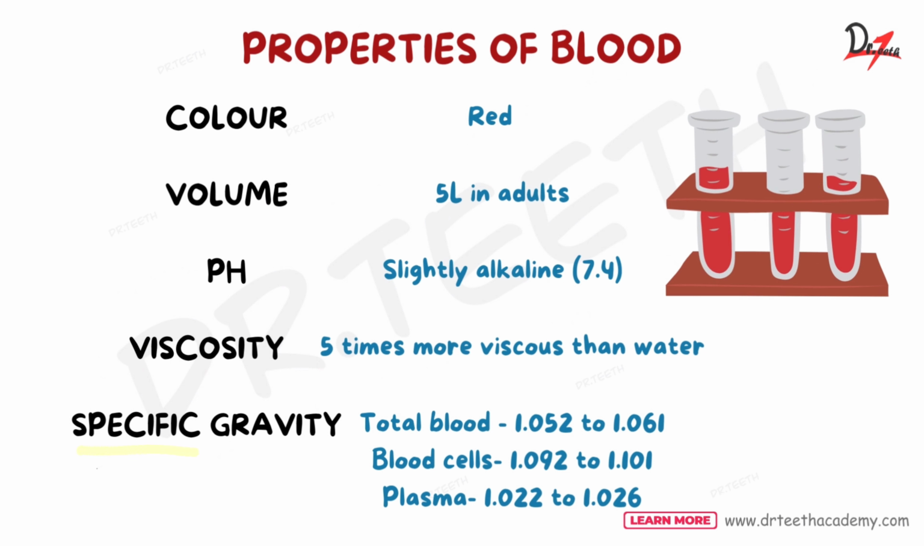Lastly, we have the specific gravity. The specific gravity of total blood is 1.052 to 1.061. This is a viva question. So in specific gravity, the cells are contributing greater than the plasma, as is evident by their separate specific gravities.